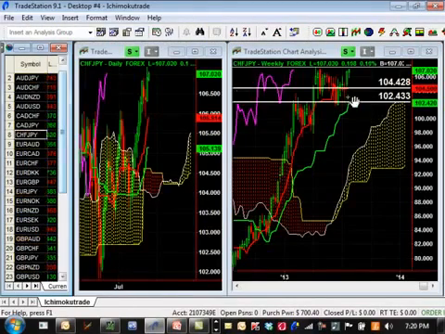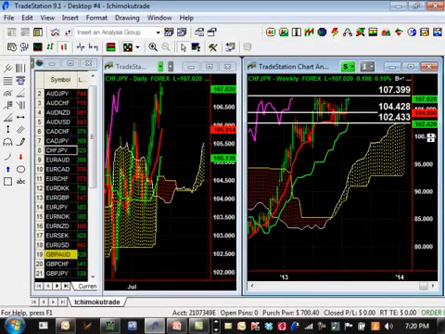Swissy yen. Really still trending here, very strong, just like the CAD yen, but this seems to be stronger. It's butting against its resistance right now, which is 107.39. Support on this one's going to be 104.42.